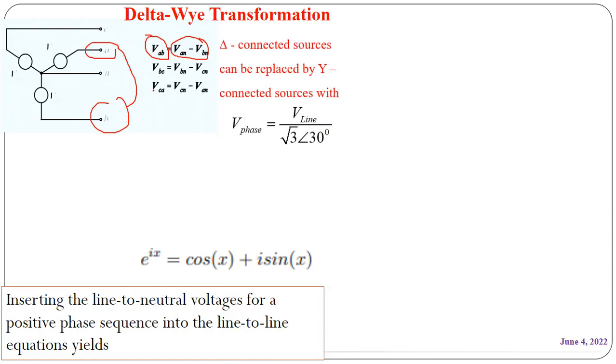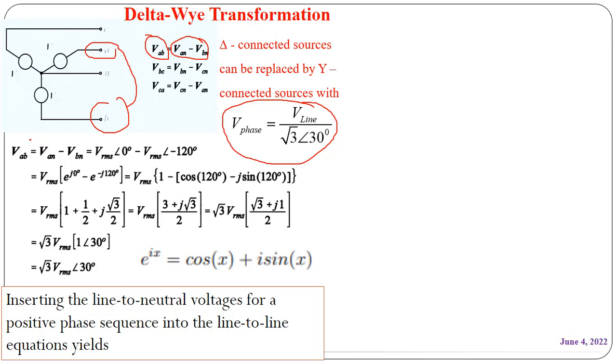So a delta connected source can be replaced by a star connected source using the phase voltage, which is equal to the line voltage divided by √3 at an angle of 30 degrees. Therefore, to get the line-to-line voltage from the phase voltage, we use VAB, which is equal to the difference VAN minus VBN, where VAN is VRMS at an angle of 0 degrees minus VRMS at an angle of minus 120 degrees.